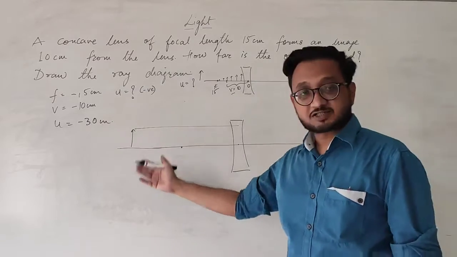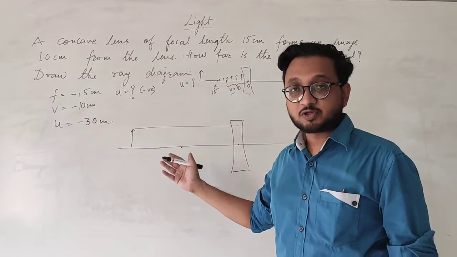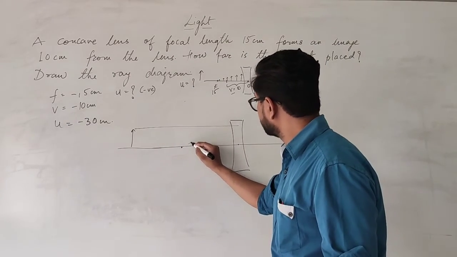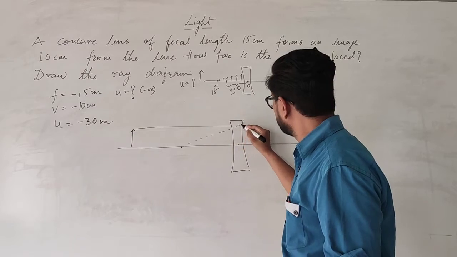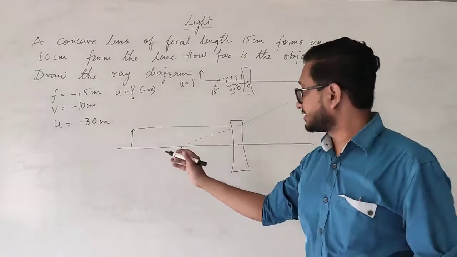Now we know that when it is a parallel ray of light, it passes through the focus. But this is a concave lens, so it is going to pass through the focus virtually. So virtually like this. It is going to diverge like this, but the virtual ray of light will be taken back like this.